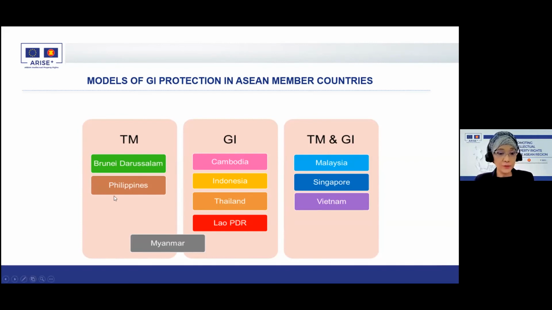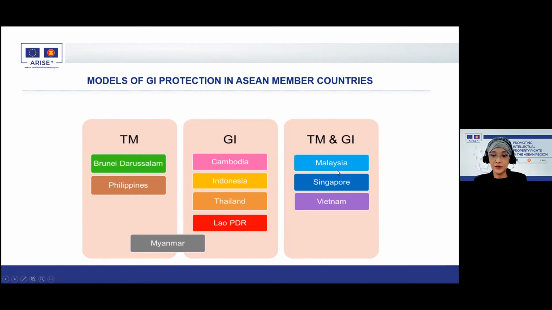Now, we've got Brunei Darussalam and the Philippines, who provide the protection for GI under trademark systems. And most of ASEAN member countries actually choose to create the sui generis geographical indication system to protect the national GIs as well as foreign GIs registered in their territory, their jurisdictions. Cambodia, Indonesia, Thailand, and Laos PDR have got sui generis GI system.